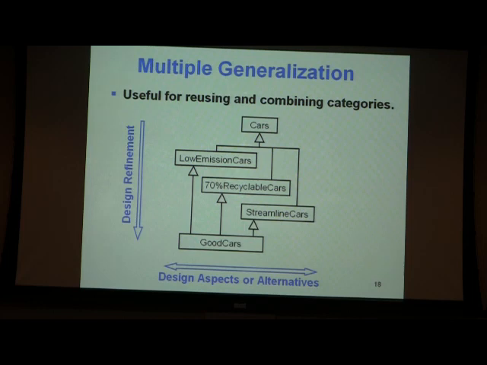For example, here we have multiple generalization. We have some general conditions on car, and then specific things having to do with low emission, recyclability, and streamline. Then we combine these all into this category. This, which is typically called a taxonomy, from an engineering point of view looks like design refinement, with design aspects and alternatives mixed together.